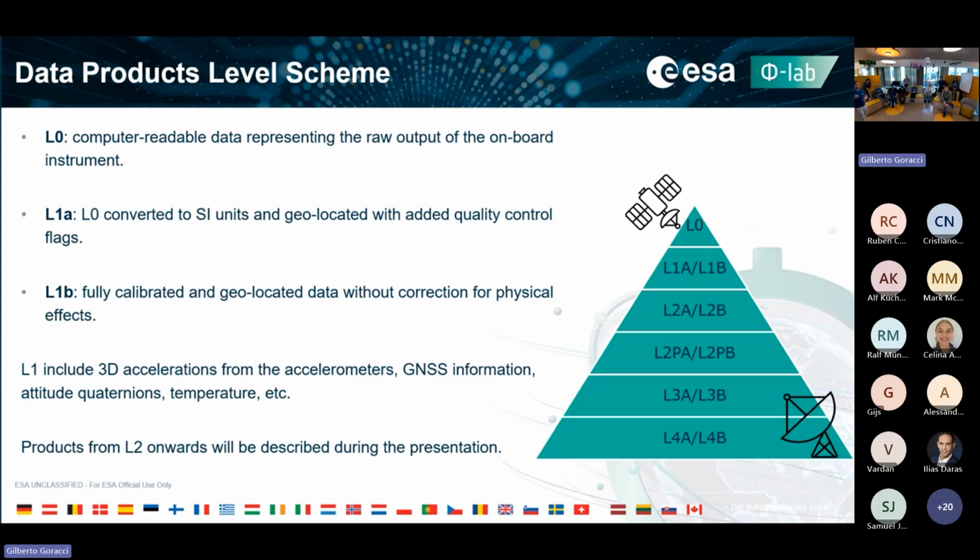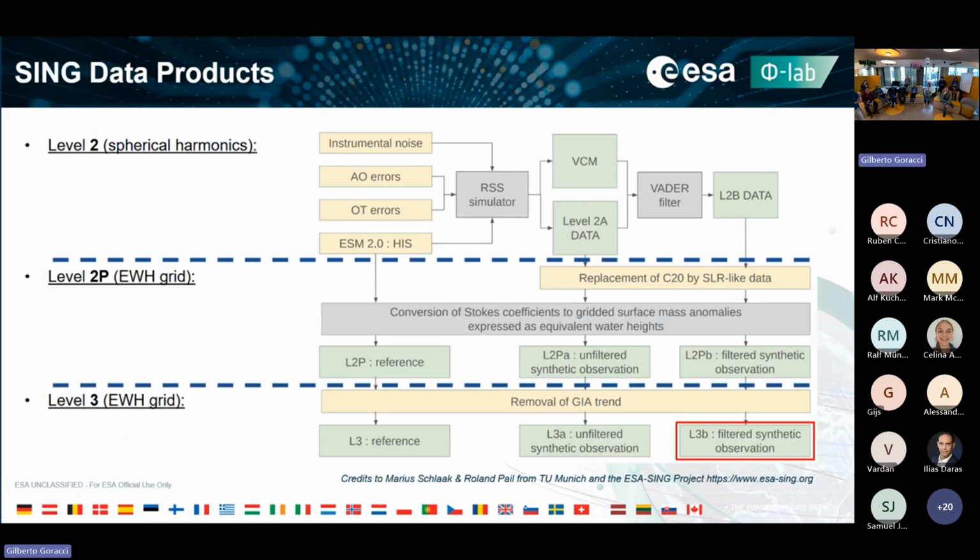We can operate at different levels of data. Mostly we will work with level 3, but just to be coherent, a first introduction of level 0 and level 1. From level 0, we have basically the telemetry of the instrument, while level 1A and level 1B start to be calibrated and geolocated data. And then we will see the products from level 2 onwards in the presentation.